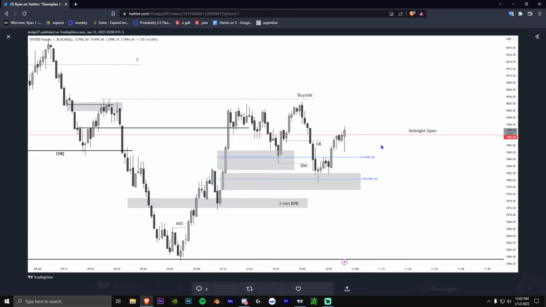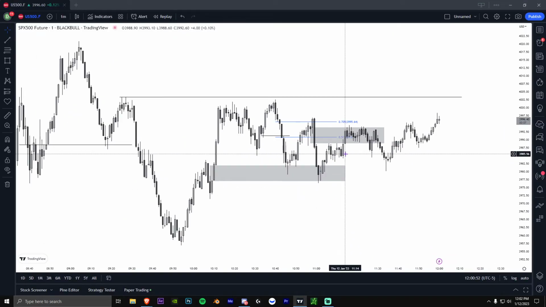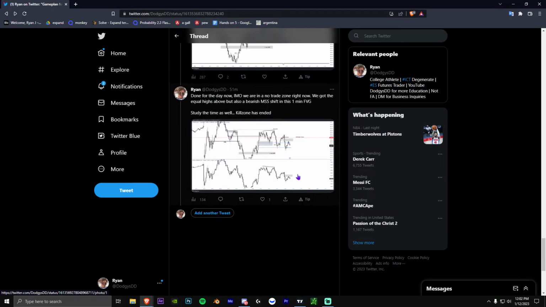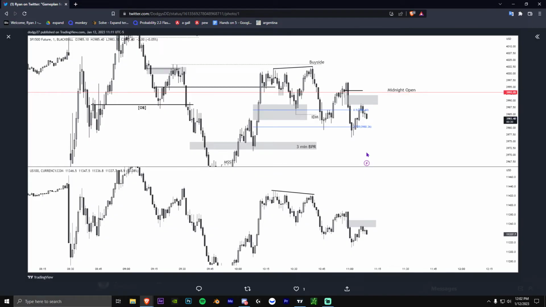And then usually when we hit midnight open, it's a good scaling spot, and you can see we went right above midnight open and we jumped. I really like midnight open for take profits. And this is when I said I'm done for the day for now, and I said this is a no trade zone.